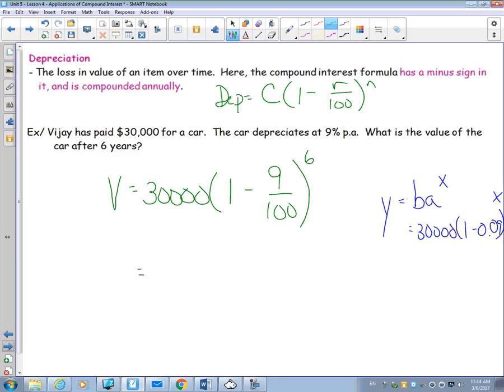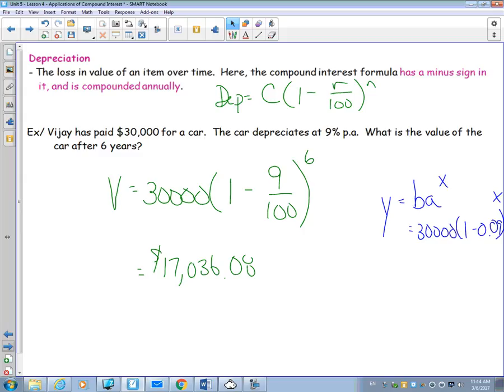If you use our calculator, we should get $17,036.08. So that price is cut almost in half from the day he bought it to what it's worth 6 years later. That's pretty accurate with cars. They actually use percentages at much higher rates than 9.